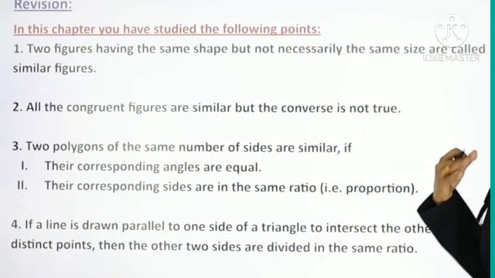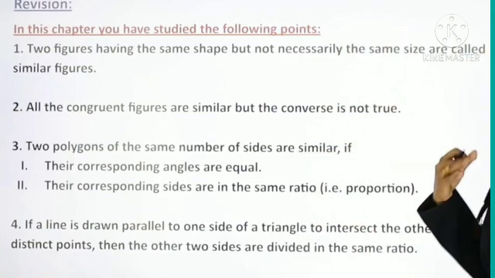So dear students, let us recall once again the important points discussed in this chapter. Number 1, two figures having the same shape but not necessarily the same size are called similar figures. All congruent figures are similar, but the converse is not true. Number 3, two polygons of the same number of sides are similar if their corresponding angles are equal and their corresponding sides are in the same ratio, that is, proportion.